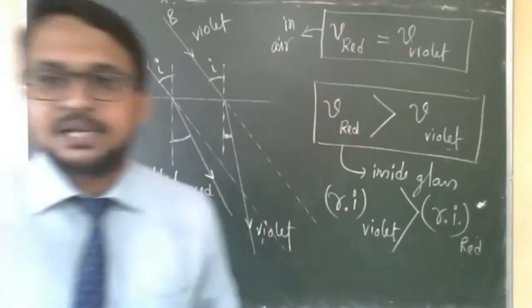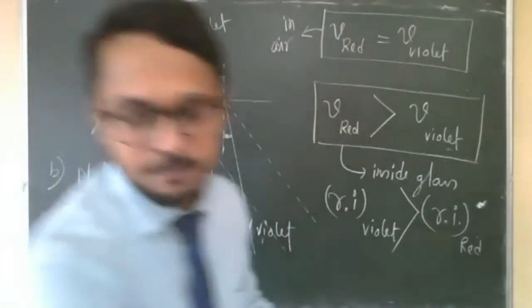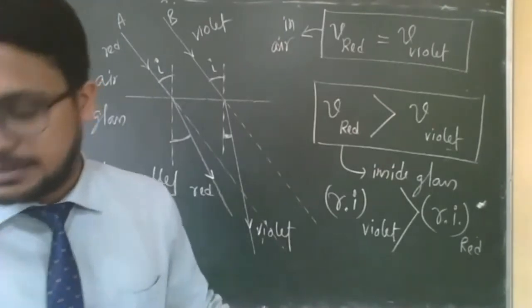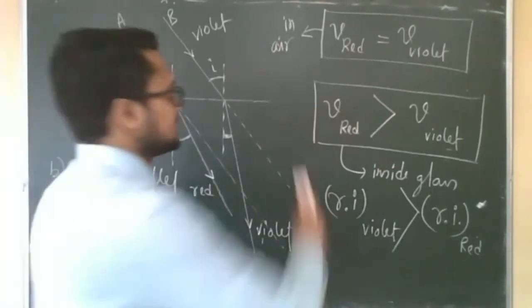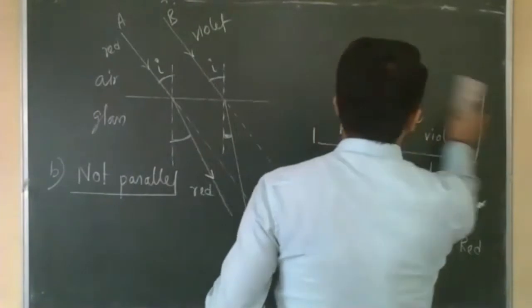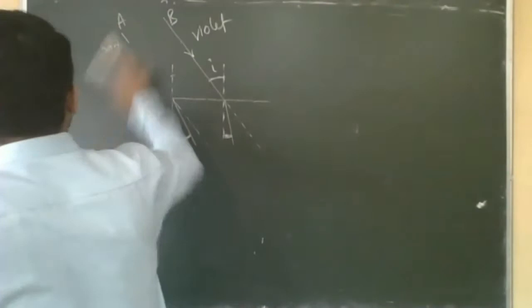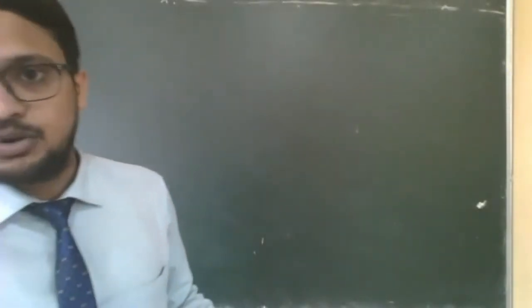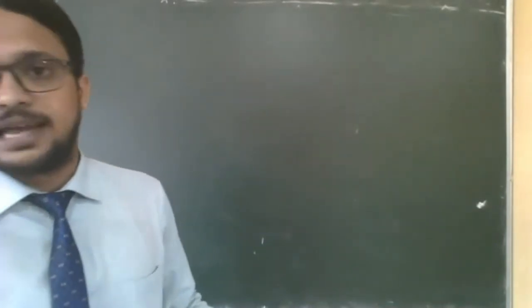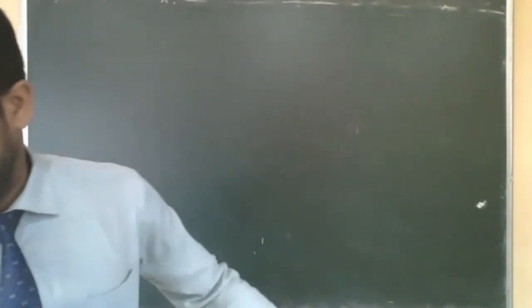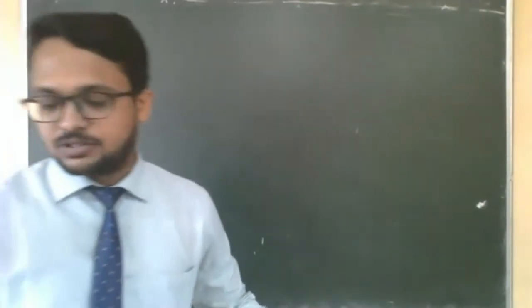Next question from the prism, page number 86. We did two ray diagrams. Now we draw the third ray diagram. Question number 4. We did two ray diagrams, and we will do the third one, question number 4C.